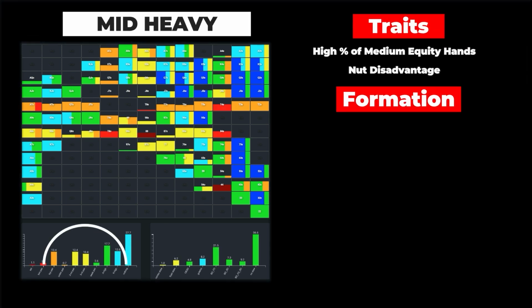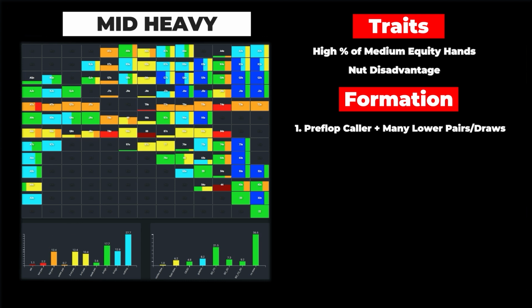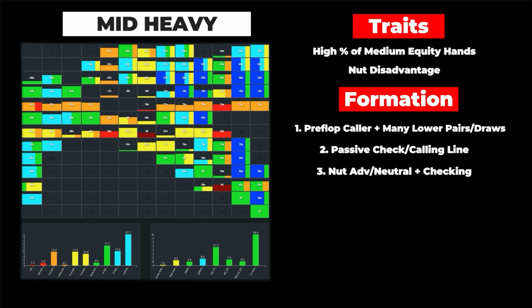A mid-heavy range is typically created in one of three ways. One, by being the pre-flop caller, and the flop provides a number of weak connections to your range, such as lower pairs and draws. Two, by taking a passive check calling line versus multiple bets. Or three, by having an ample proportion of nutted hands, but choosing not to bet, particularly when in position.